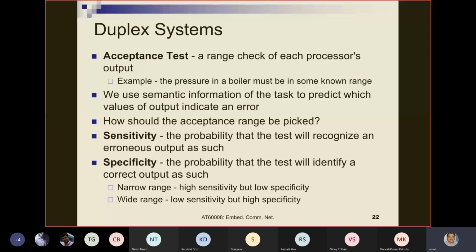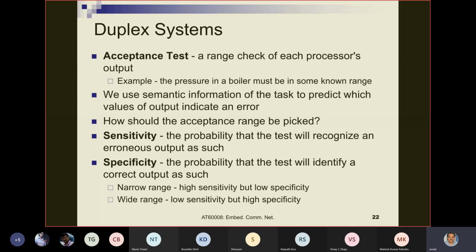We looked at dynamic or hybrid systems, and now we are looking at duplex systems. In this case, each of these components will be subjected to an acceptance test. It will be given known inputs, and we will check what output is produced for these known inputs. If it is within a certain range, then we predict that there is no error. How should the acceptance range be picked?